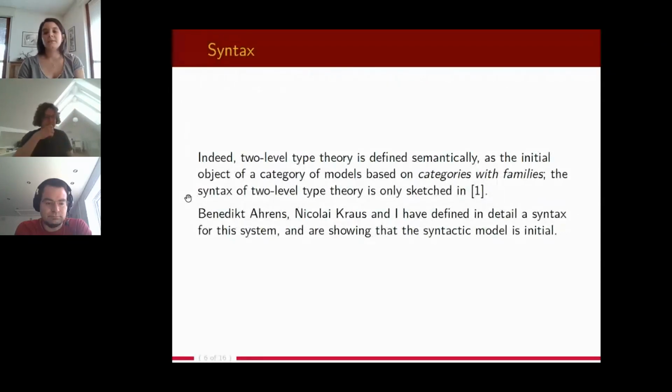Well, our system is defined semantically in the original paper, and it is seen as the initial object of a certain category of models, which is based on categories with families and extends the usual notion of category with families. What we are doing is, we defined a syntax in detail, and we are working to show that the syntactic model of our syntax is initial in the category of models.